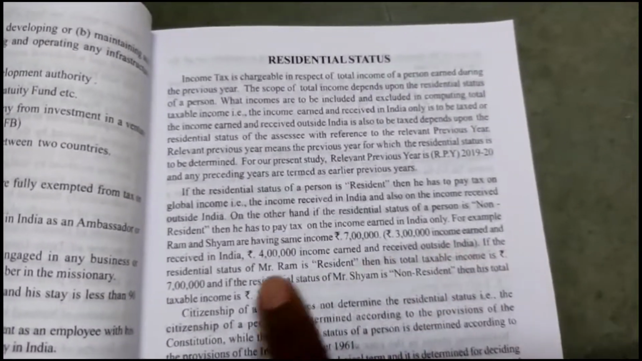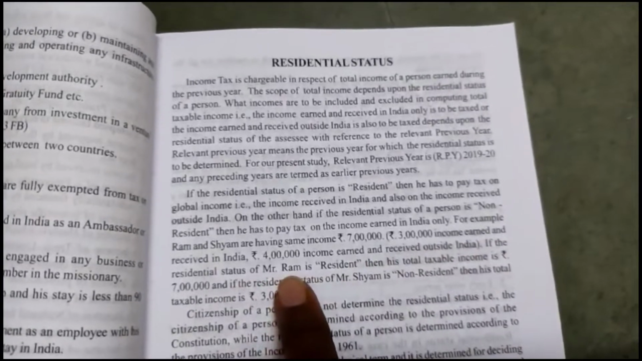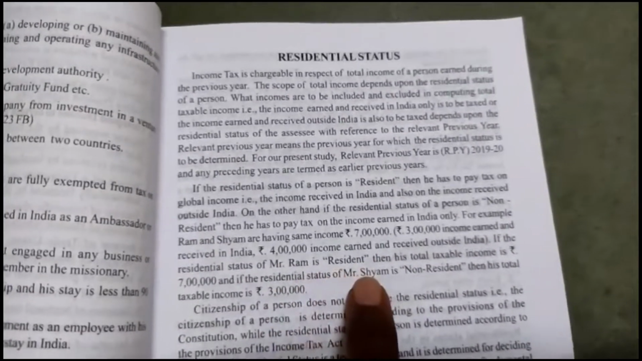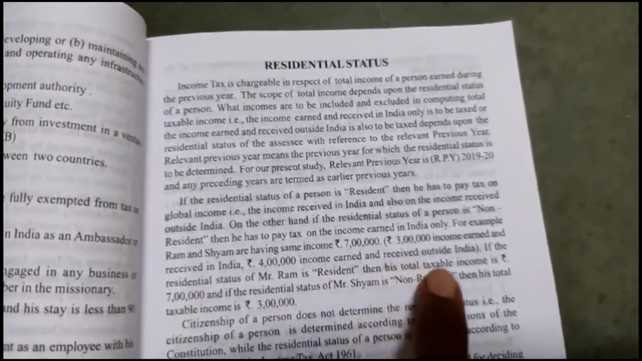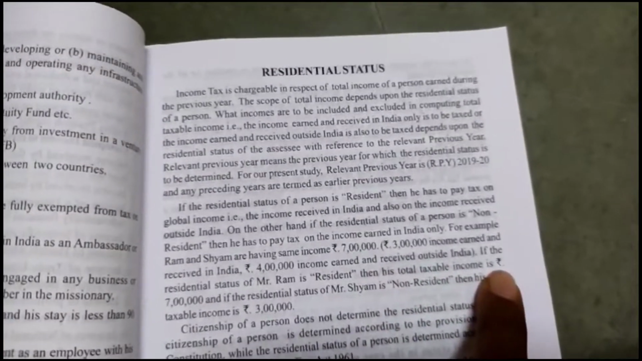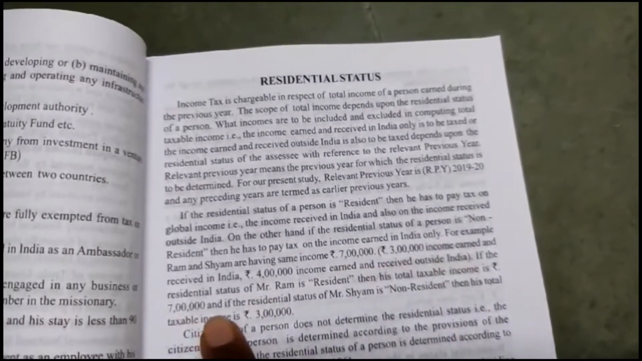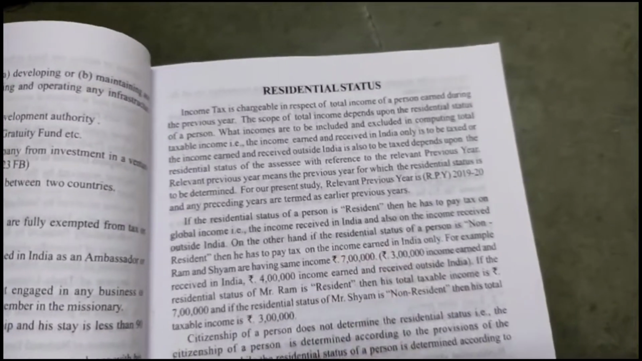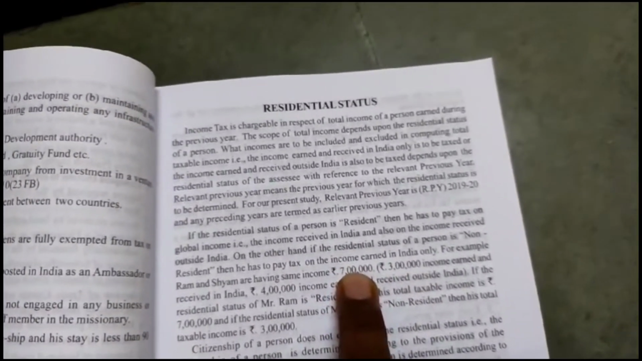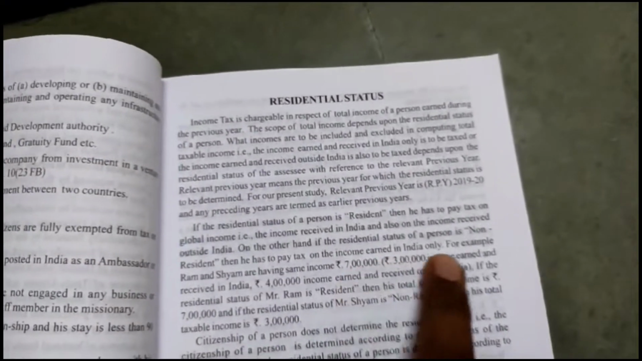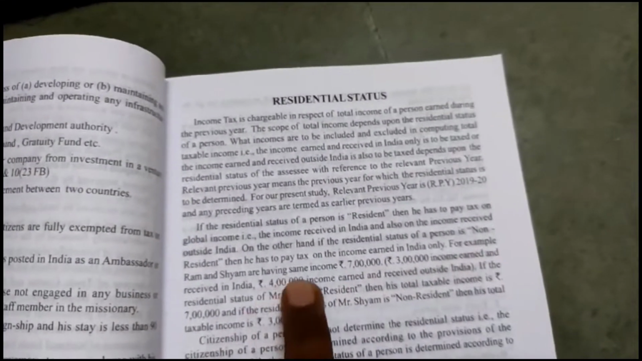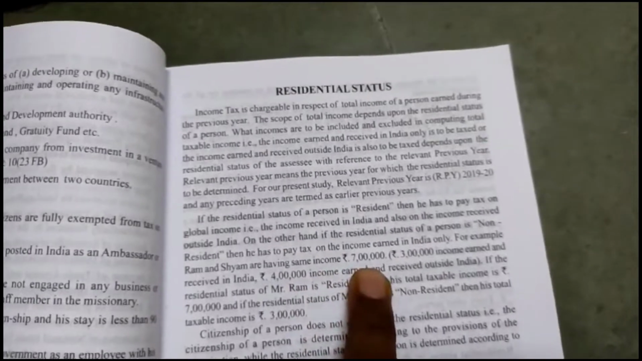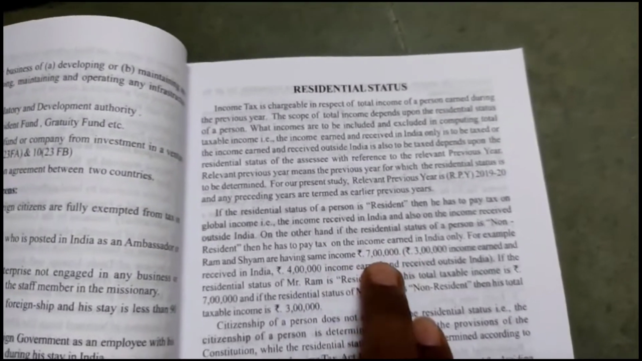If the residential status of Mr. Ram is resident, then his total taxable income is rupees 7 lakhs. So here, listen carefully: Ram and Shyam are having the same income of 7 lakhs.